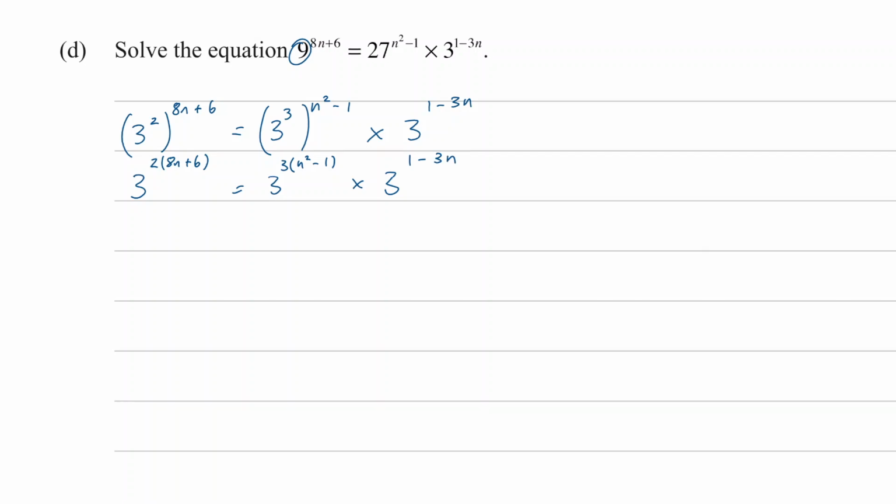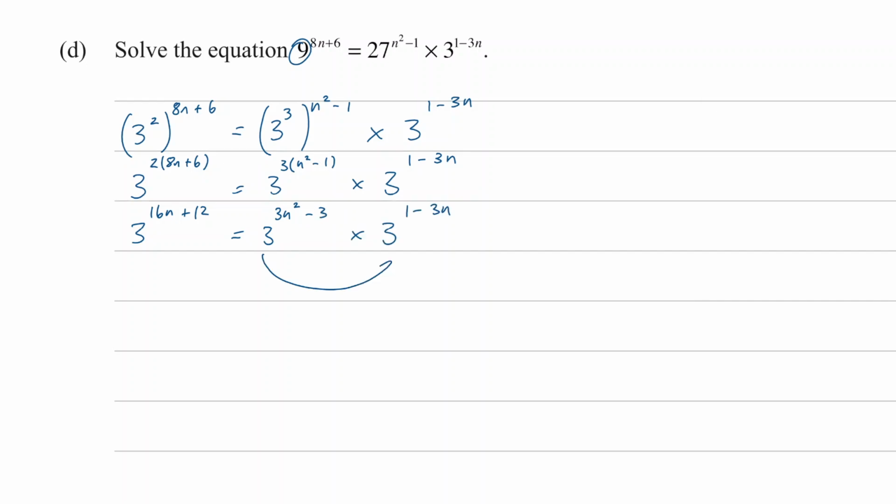What we can do, we could expand the brackets. Let's do that. So 3 to the power of 16n plus 12. And then 3 to the power of 3n squared minus 3 times 3 to the power of 1 minus 3n. Awesome. We can now use another power rule.